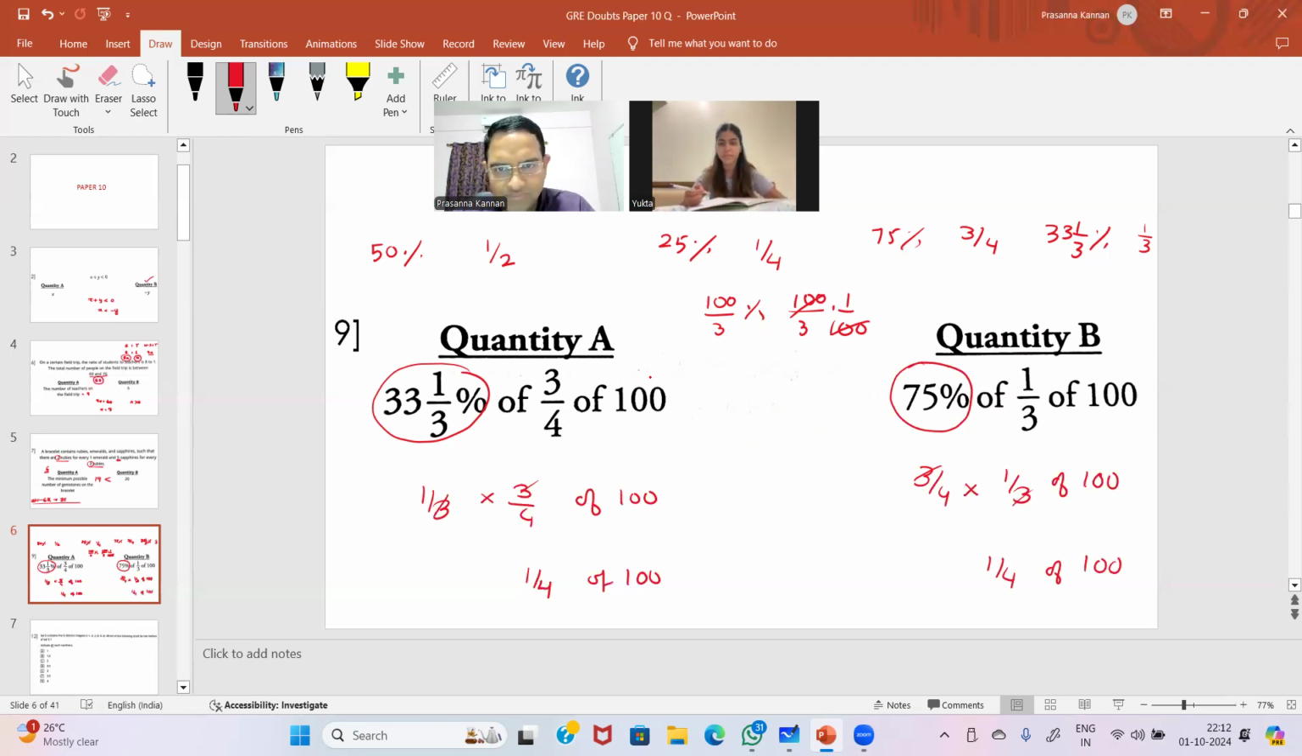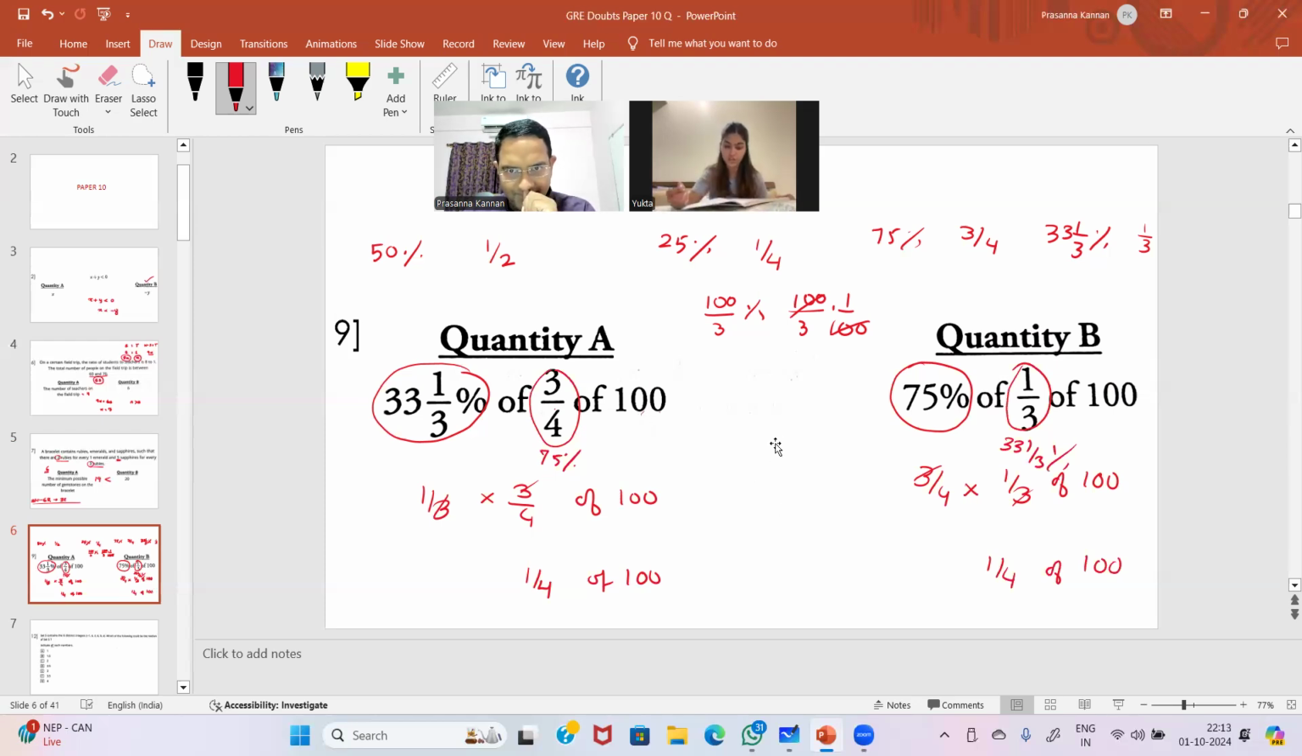And one more way of solving this is, this 3 by 4 you can write as 75%. And 1 by 3 you can write it as what? 33 1 by 3%. So you might have learned this, right? X percentage of Y percent of Z will be same as Y percentage of X percentage of Z, correct? So that way also you can say these two are equal.